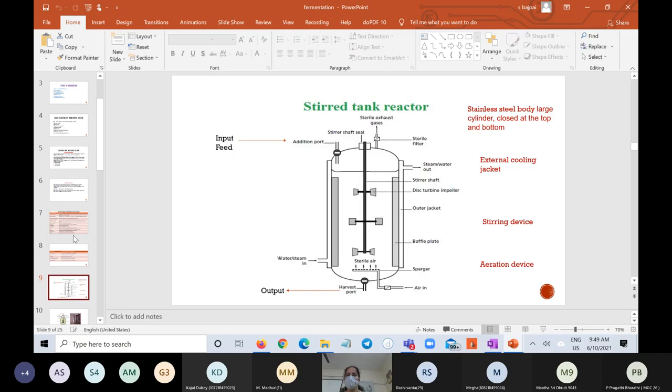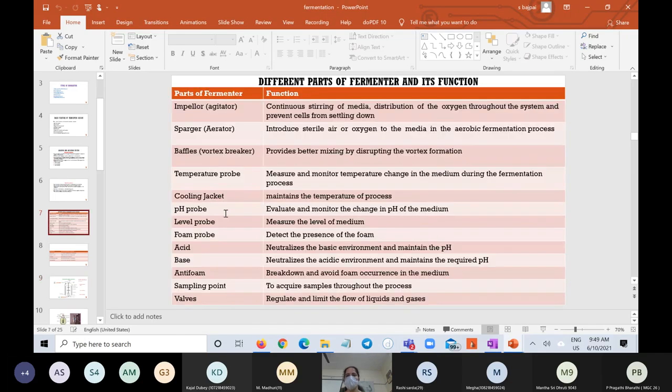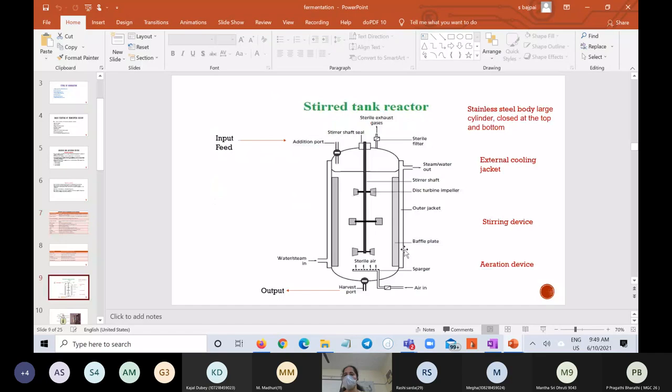Then a temperature probe is there to measure and monitor. A cooling jacket is there to maintain the temperature. The cooling jacket you have also seen here. This is the outer jacket, from where water or steam goes inside and comes out from here. So we can run hot water or cold water, whatever is required, to maintain the inside temperature.